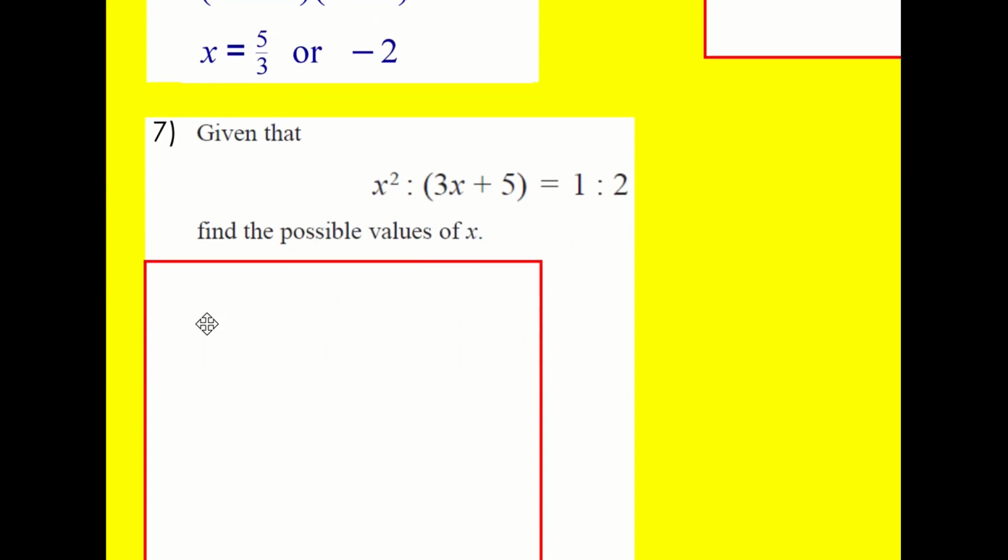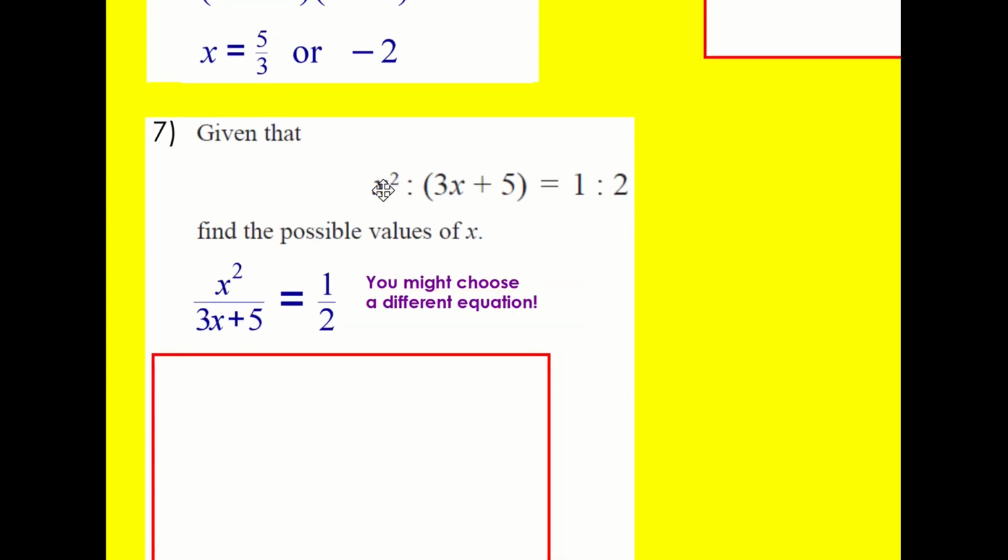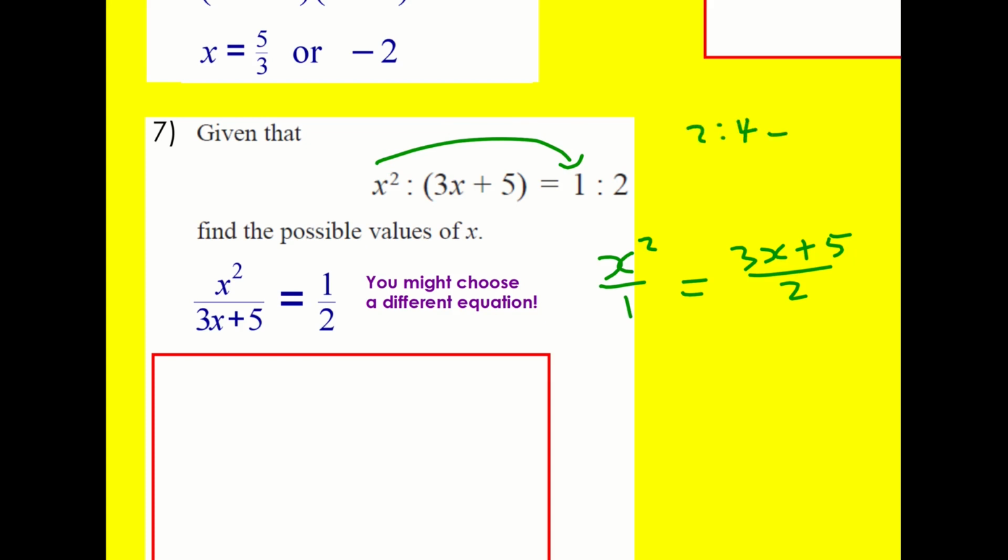Ratios. There's different ways you can do this. One way is this one. You can do the first one divided by the second one is the first one divided by the second one. I would probably be more tempted to do x squared over 1 equals 3x plus 5 over 2. Basically, this is working out the scale factor. What do I times by to go this way or the other way? It's like 2 to 4 is 4 to 8. So 4 over 2 is equal to 8 over 4. It's the same here. x squared over 1 or 2 over 4 is the same as 4 over 8.